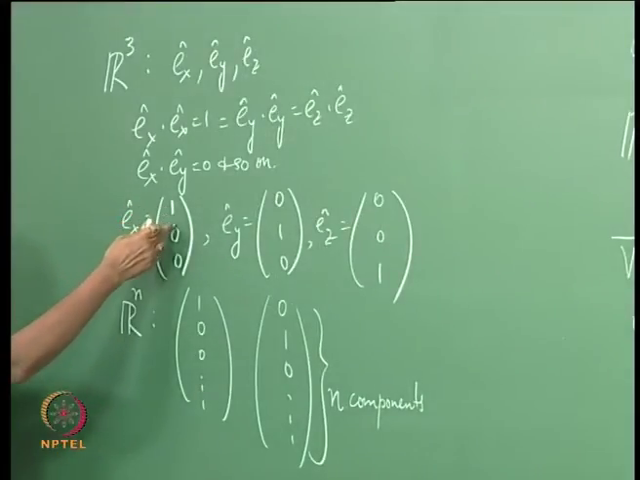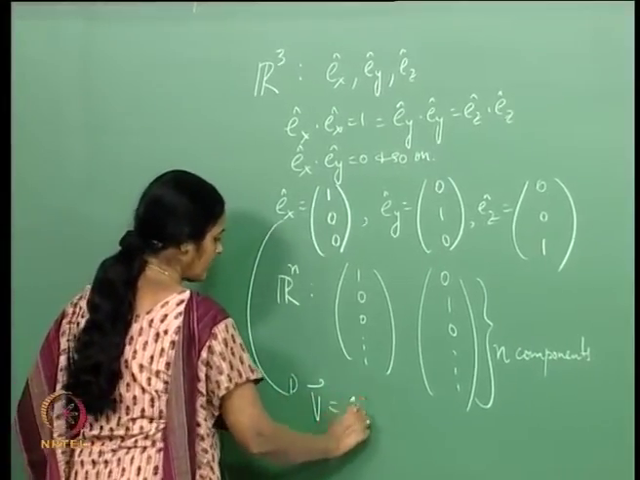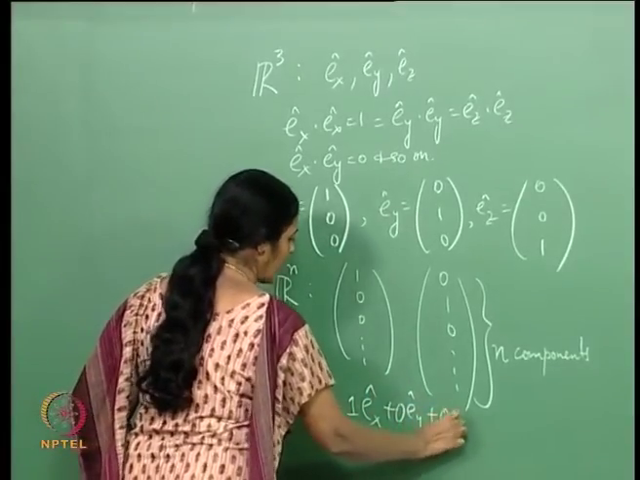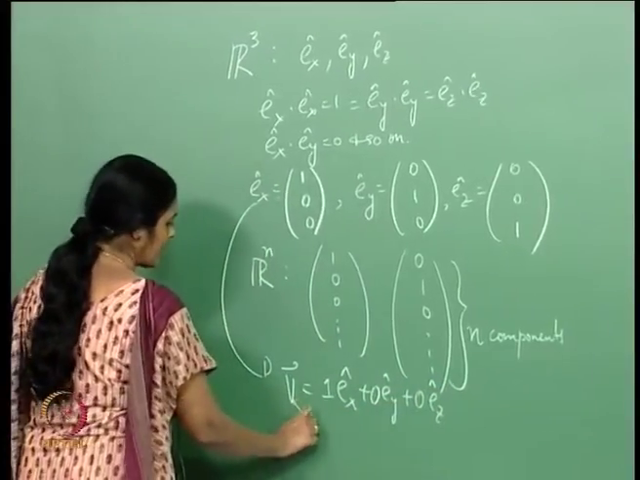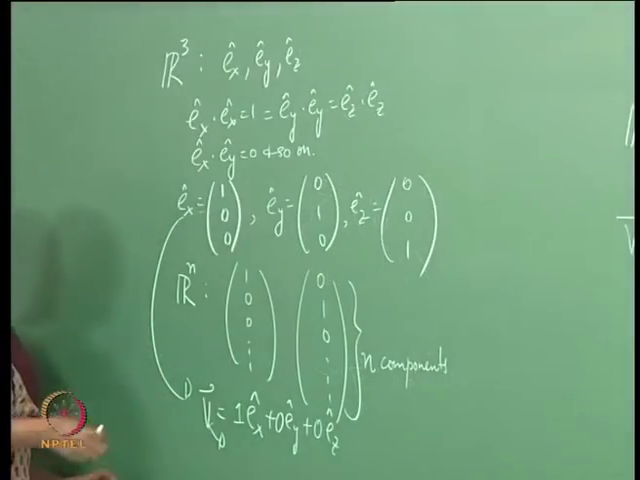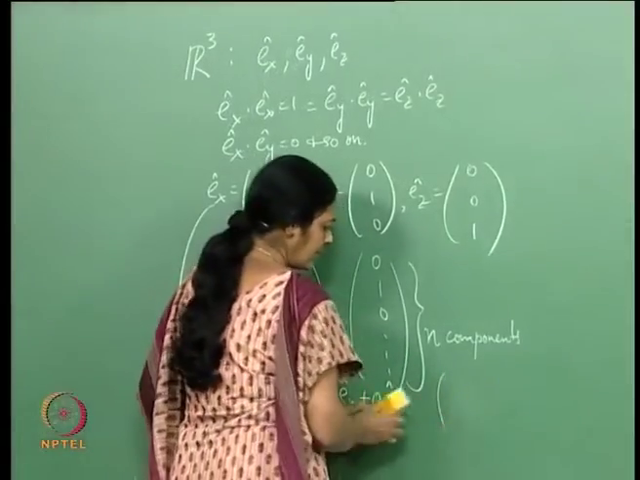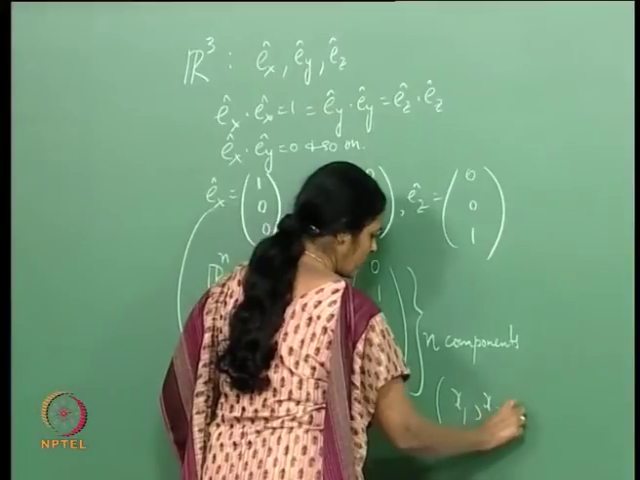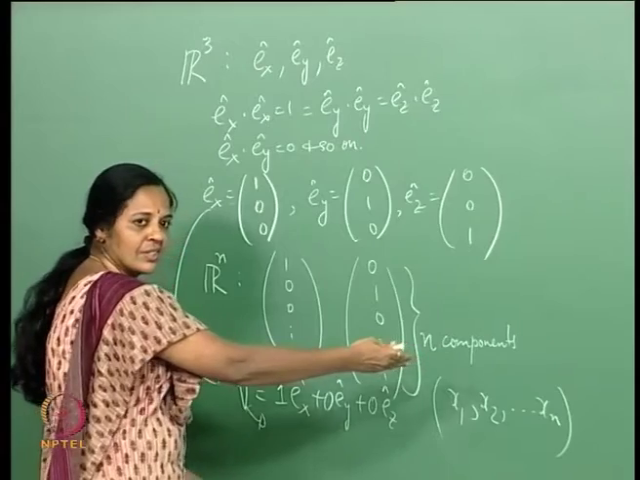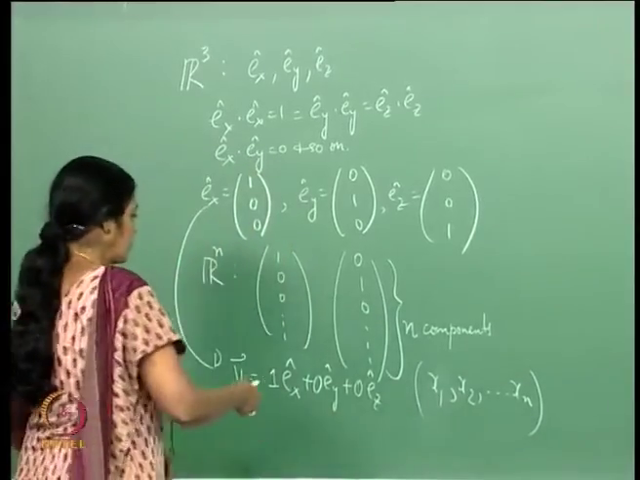What is it that I have done here? Take this for instance. If I have a vector v which is 1 times Ex plus 0 times Ey plus 0 times Ez, that is really this vector 1 0 0. So, if I have a string of real numbers x1, x2, x3 to xn, this n tuple of numbers would represent a vector in Rn where the xi's are all real.